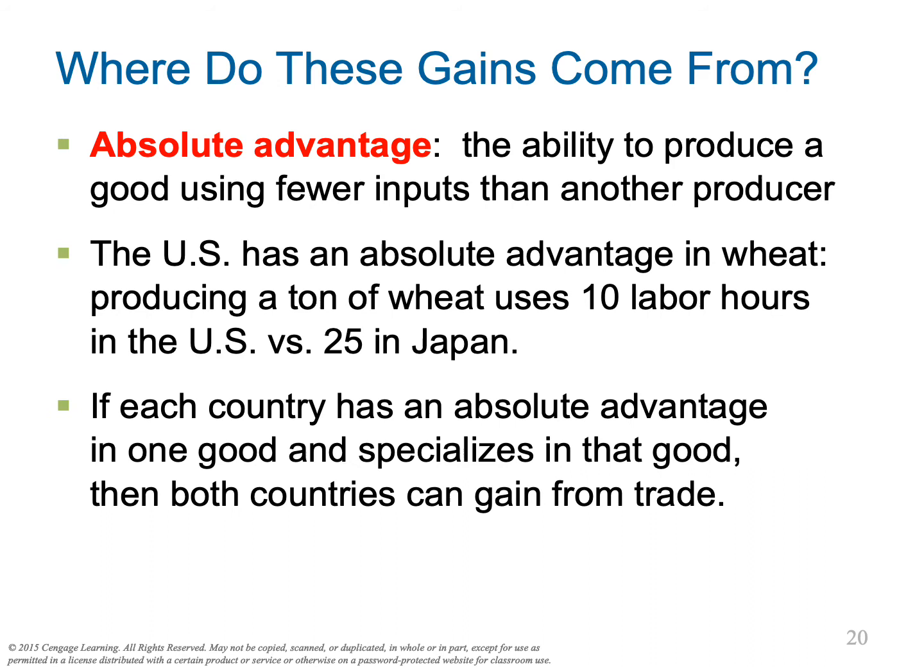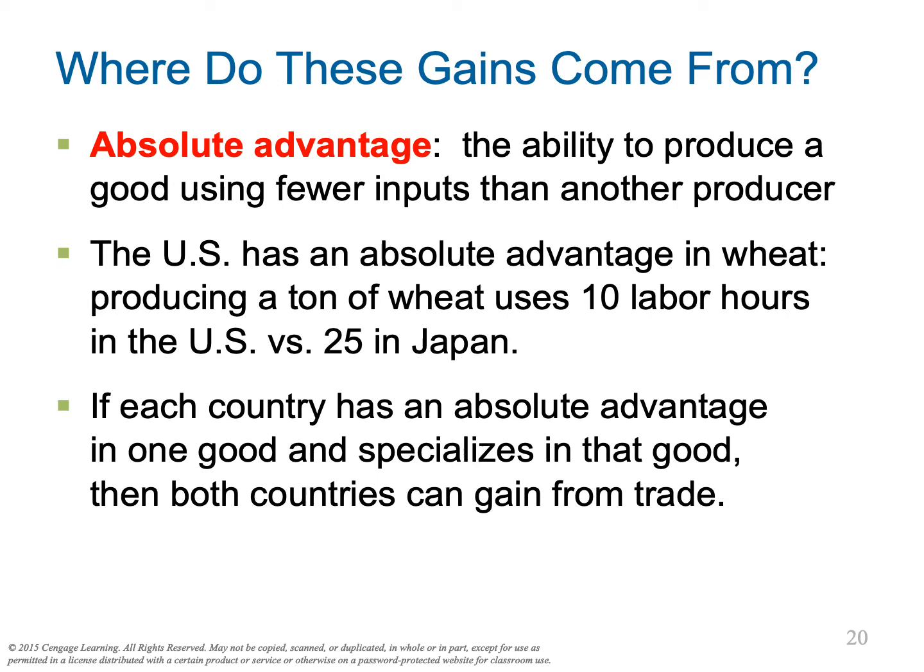Now, if each country has an absolute advantage in one good, and it specializes in that good, then both countries can gain from trade. Now, the problem is that the U.S. actually has an absolute advantage in both things, both wheat and computers. So we can't use this rule here to determine who should specialize in what, since the U.S. has an absolute advantage in both.